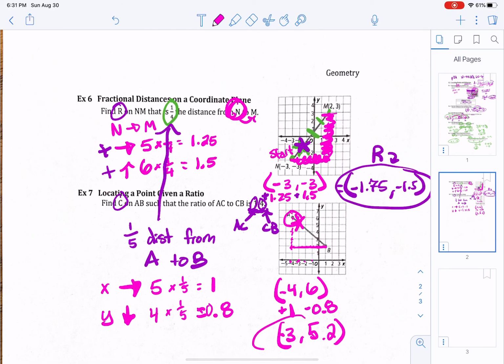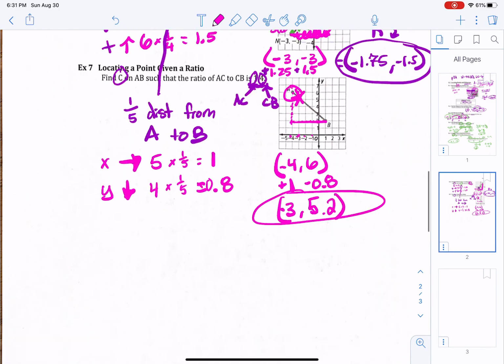Okay, so those are a little bit harder, but just kind of think them through. There's a lot of steps going on with that, but just think out your steps really clearly. Okay, that's the last example.